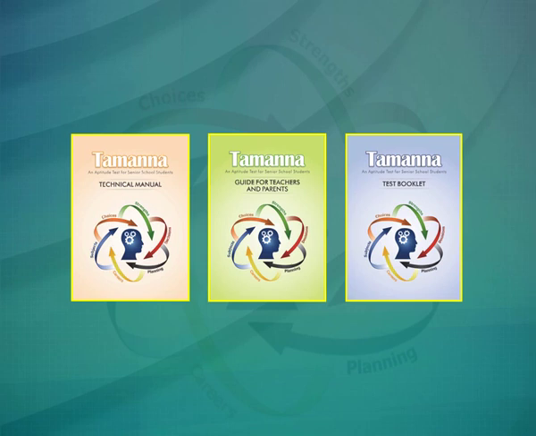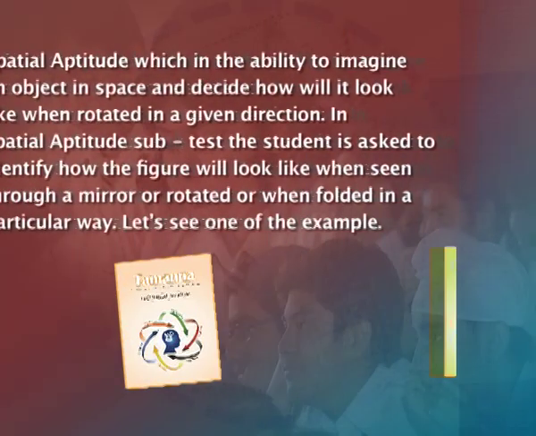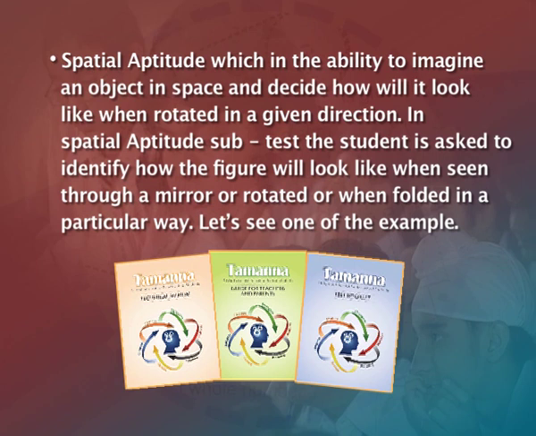Let us see the sixth subtest, which is spatial aptitude, which is the ability to imagine an object in space and decide how it will look when rotated in a given direction. In the spatial aptitude subtest, the student is asked to identify how the figure will look when seen through a mirror, or rotated, or when folded in a particular way. Let us see one of the examples.